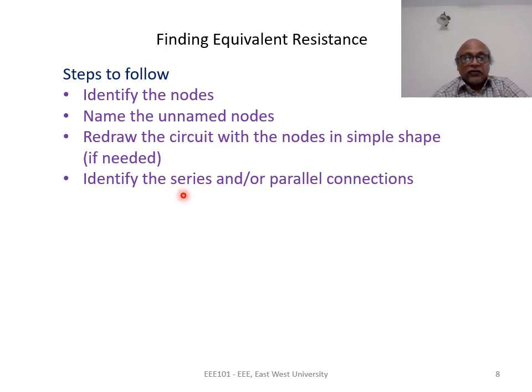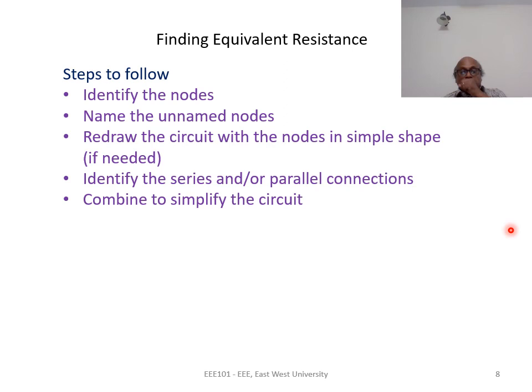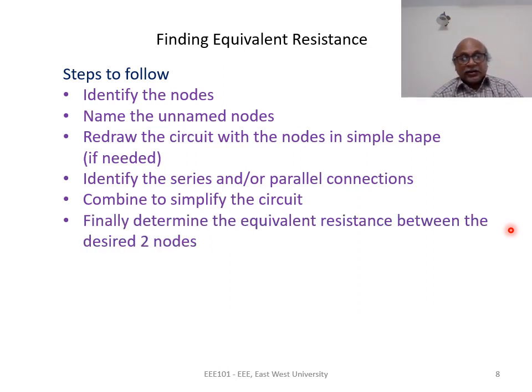Then we will identify series and/or parallel connections, and, excuse me, we will successively combine the resistances in series and in parallel to simplify the circuit. Finally, we will have only two nodes, and the equivalent resistance between the two nodes will give us our desired result.